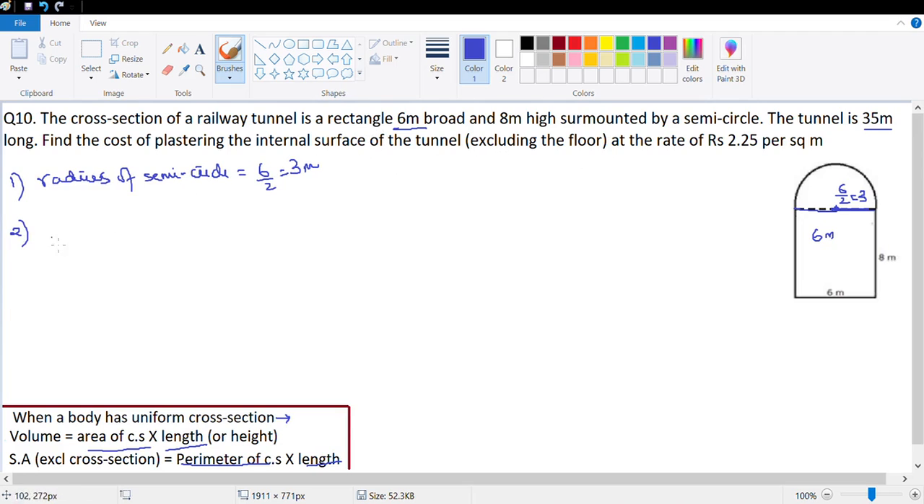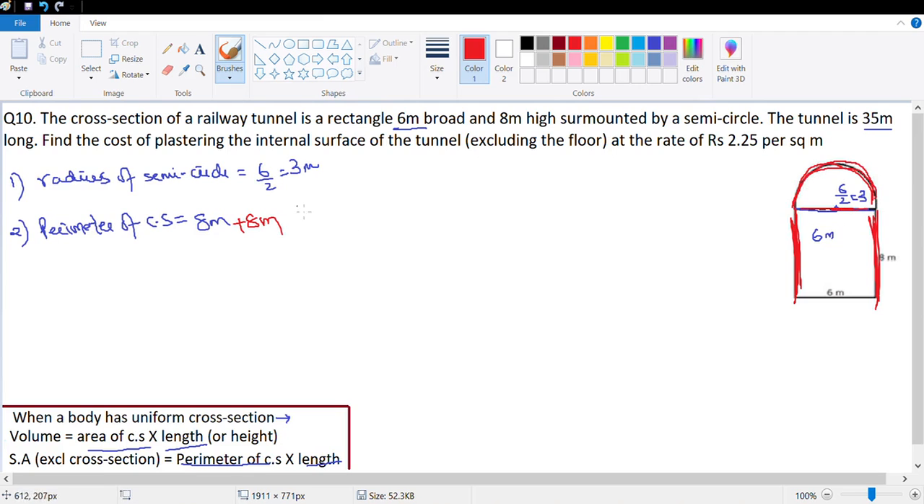So perimeter of cross section would be equal to this line, which is 6 meter, plus this part. No, this is not 6, this is 8, my mistake. The 6 is this, my mistake. This is 8, right? So 8 meter, this is one wall, the other wall, which is again 8 meter. So this is 8 meter plus 8 meter. This obviously is not there. This is not the ceiling. This semicircular thing is the ceiling of the tunnel.